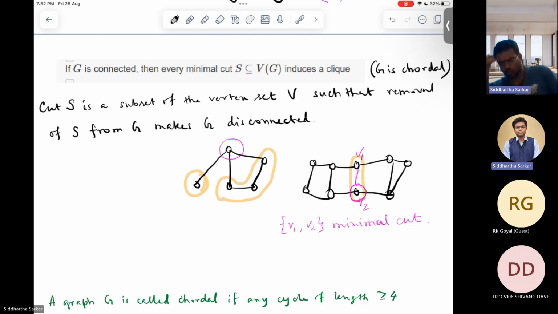So you're saying that all chordal graphs are cliques. My point is that all connected chordal graphs are cliques. So how about this graph?